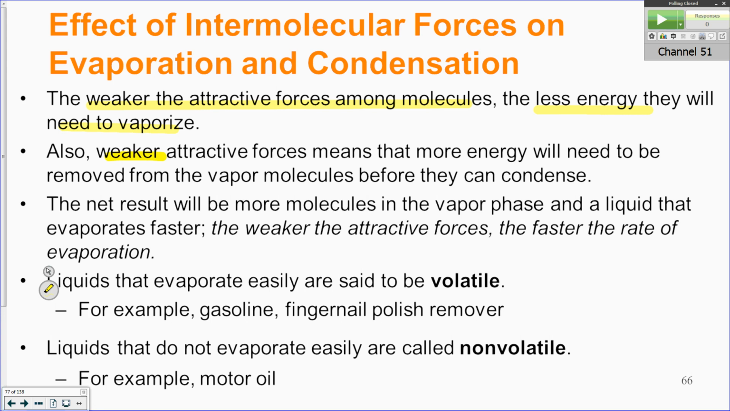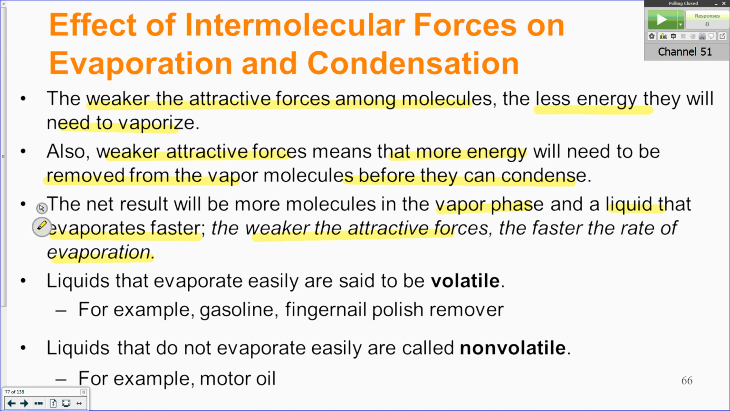So also, the weaker the attractive forces, the more energy is needed to remove the vapor and to condense it. So if you've got something in the vapor phase and you want to condense it, it's going to take more energy to squeeze those things together once they're separated apart. So comparing a vapor and a liquid, the liquid that evaporates faster has weaker attractive forces, and it's going to have a faster rate of evaporation. So the things that have stronger intermolecular forces are slow to evaporate. Weaker forces are faster to evaporate.